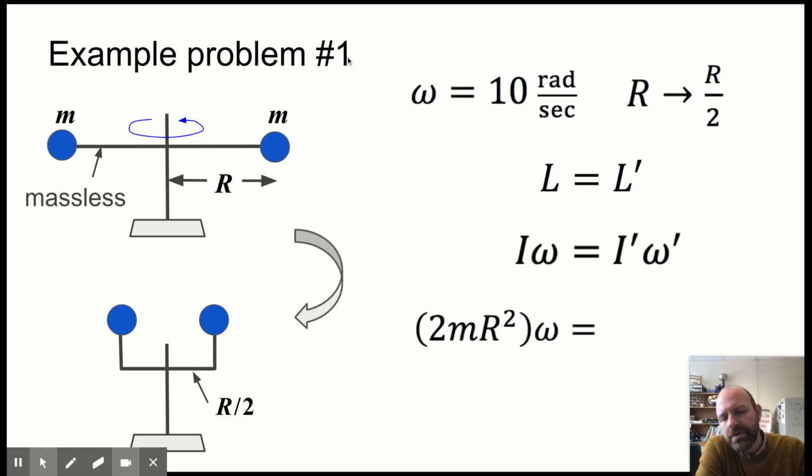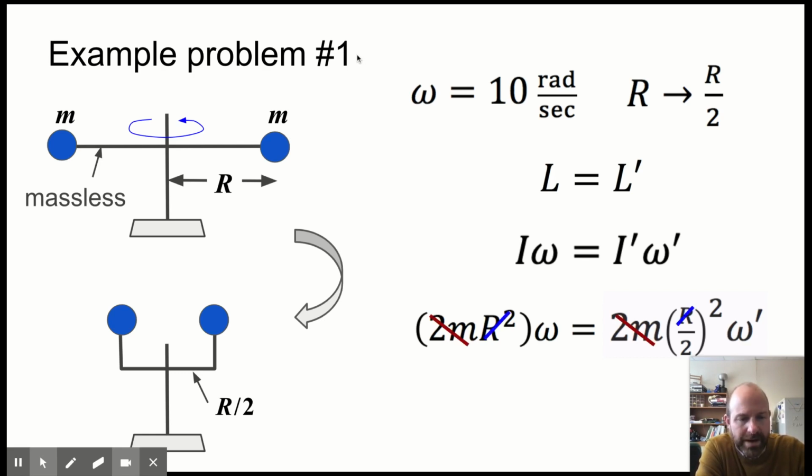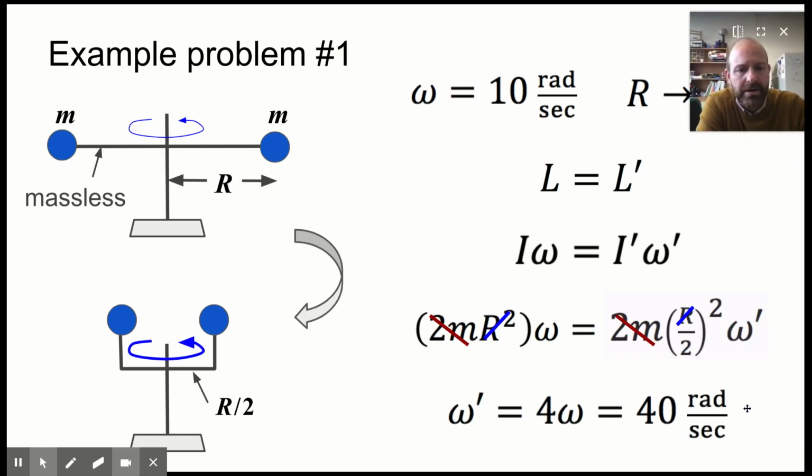So we have 2m r squared omega initially, and at the end we have 2m (r over 2) quantity squared omega prime. A lot of this stuff cancels out, right? The 2m's, the r squareds, and we are left with a factor of 2 squared, so omega prime is 4 omega. And if we started at 10 radians per second, we're now at 40 radians per second.